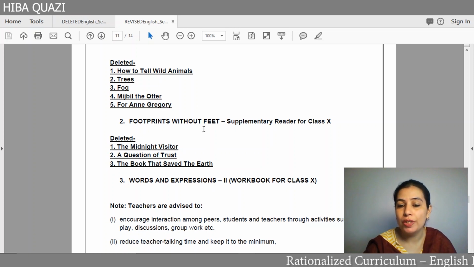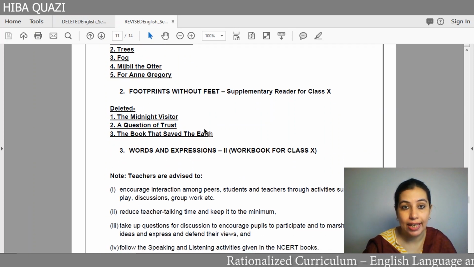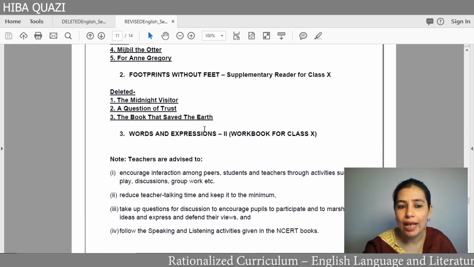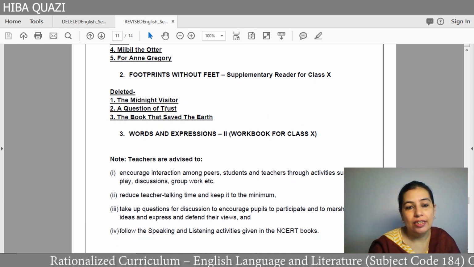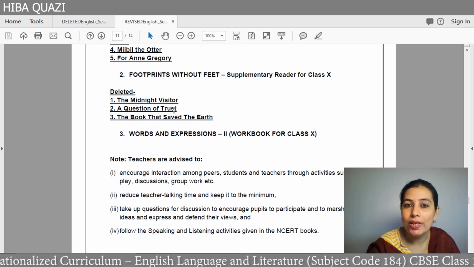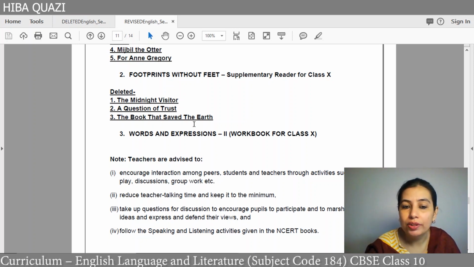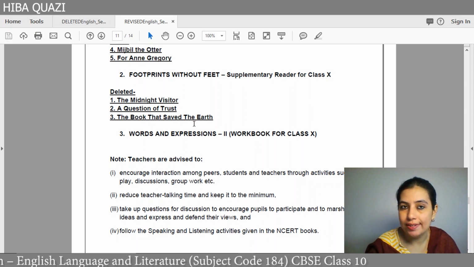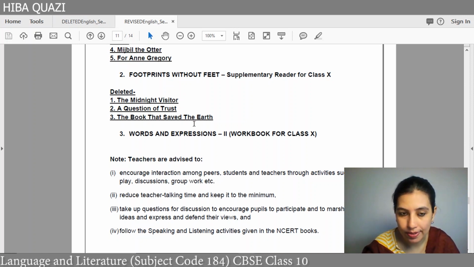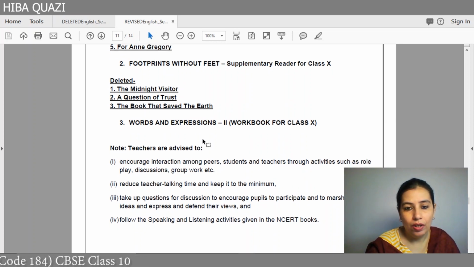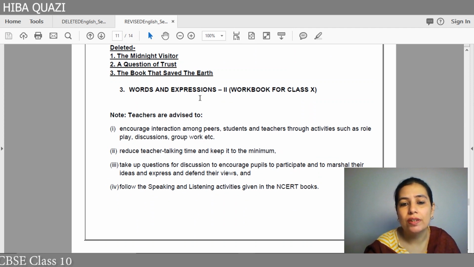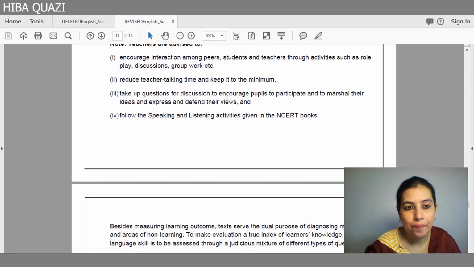Moving on to Footprints Without Feet, the supplementary reader for class 10. The deleted portion is not as much as what we had from First Flight. It is The Midnight Visitor, A Question of Trust, and The Book That Saved the Earth. So 3 lessons have been deleted from the second book, that is Footprints Without Feet. Now when we come to Words and Expressions, that is your workbook for class 10, part 2 has been deleted.